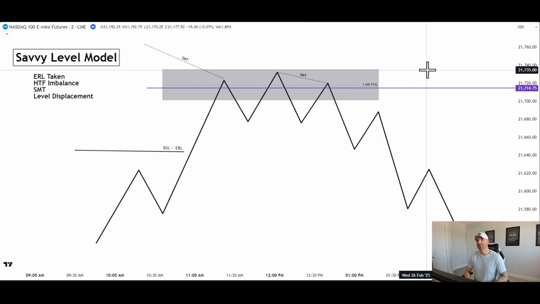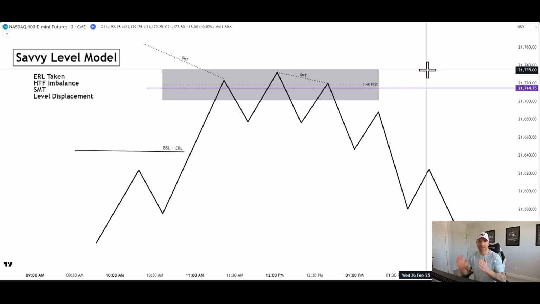Now it doesn't always have to be on NQ. If you're taking this setup on NQ, you could have a high time frame imbalance on ES. And that's the example that I have today when we hop onto the charts: price traded into a daily fair value gap on ES. So I'm using that as my high time frame imbalance, but looking for the structure on NQ. So just keep that in mind.